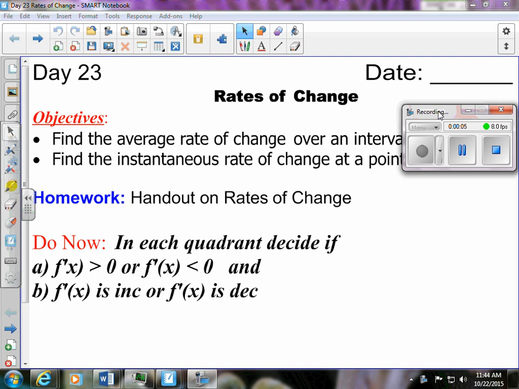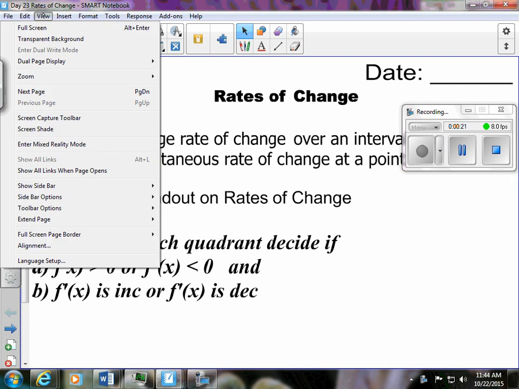All right. So today we're going to talk about rates of change, ratio of change, and a slope is a ratio of change because it's change in y over the change in x. All right, we got that. We didn't rehearse that. We just knew it. Let's see. I want to go to full screen.